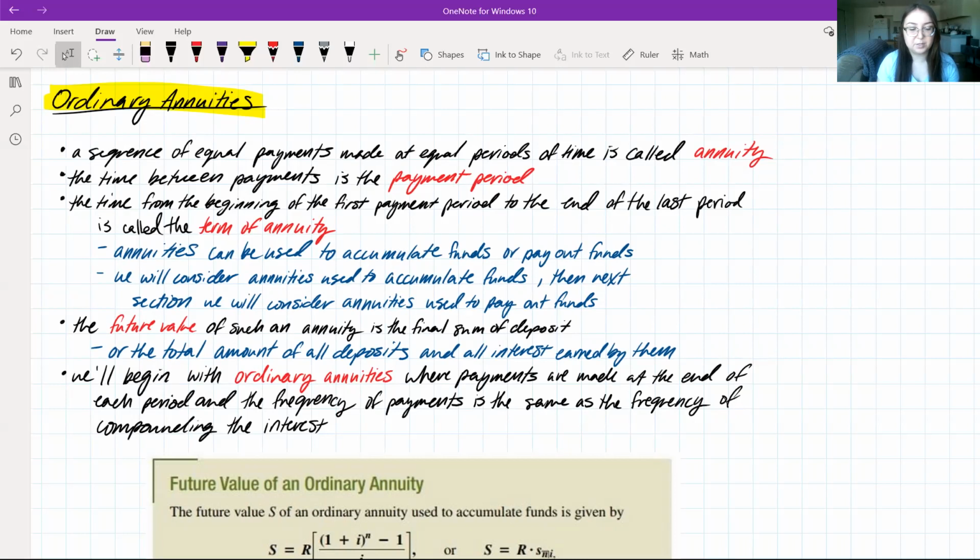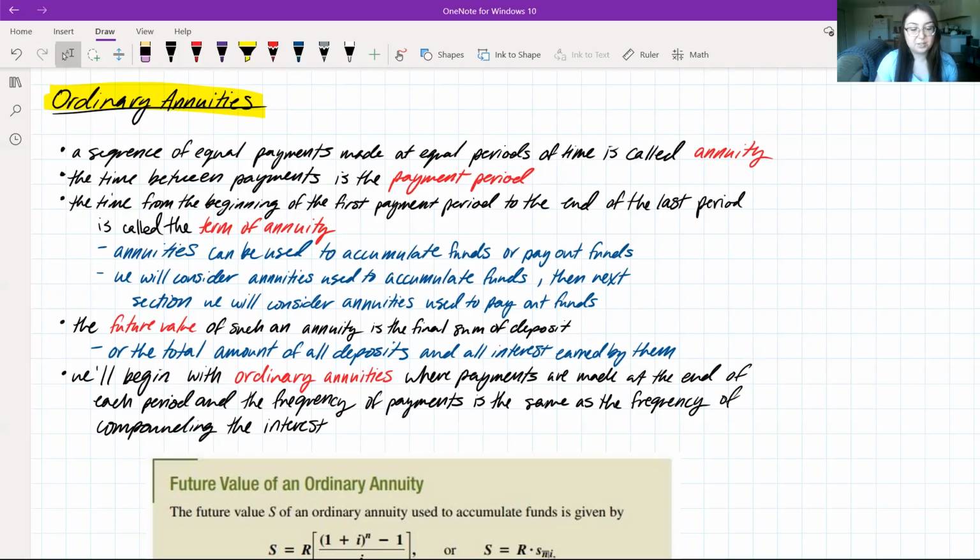Annuities can also be used to accumulate funds or pay out funds. This just means that it can be used to continuously keep adding up funds, or we can use annuities to pay out debts or things like that. In this section, we're going to consider accumulating funds, and in the next section, we're going to consider annuities that pay out funds. So here we're only going to be dealing with the accumulation of funds using annuities.